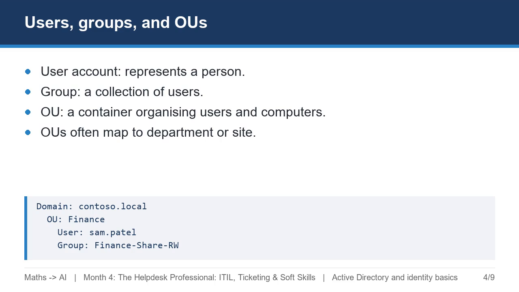Three objects matter most to you. A user account represents a person and holds their sign-in name and settings. A group is a collection of users; you grant access to the group, and membership passes that access to each person. And an organizational unit, or OU, is a container that organizes users and computers, often by department or site, so that policies and administration can be targeted at the right set. Look at the example. The Finance OU holds Sam's account and a finance group.